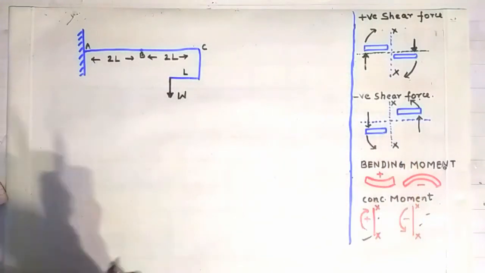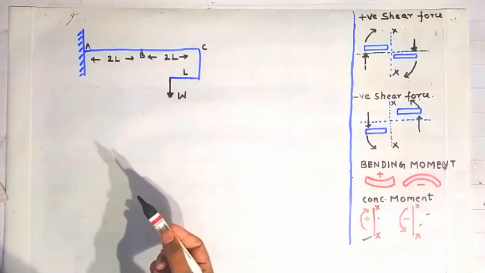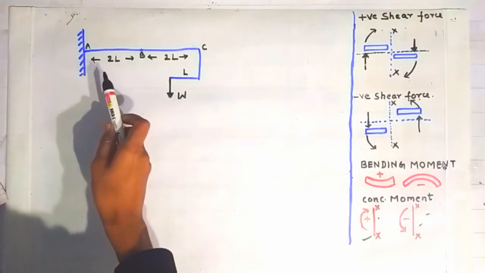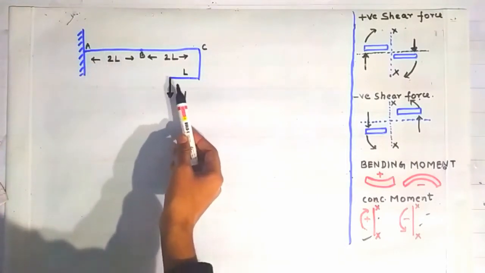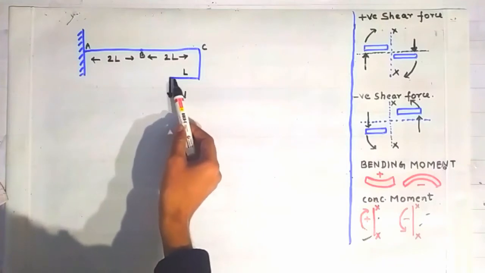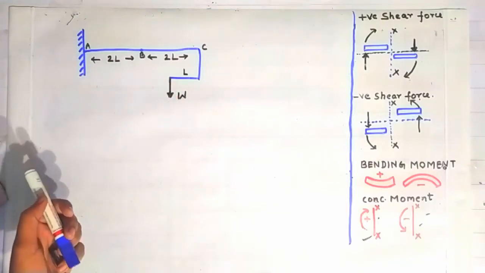Okay, so we will start this video, friends. Now this is our problem. You can see this, friends. This is a cantilever beam, and on this cantilever beam there is a load W acting over this extension here. Now we have to draw the shear force and the bending moment diagram.